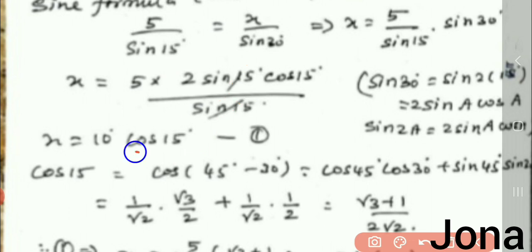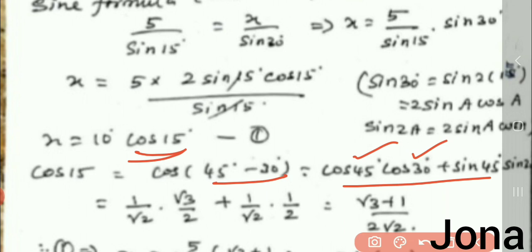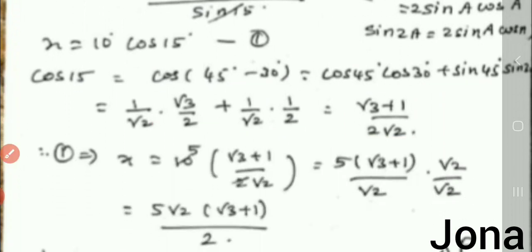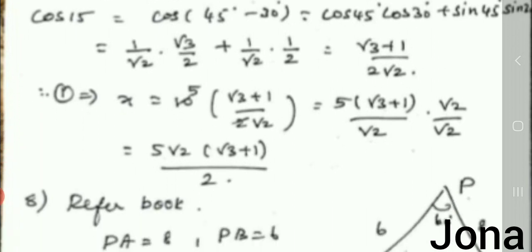Here I want to find the value of cos 15. So this cos 15 can be written as cos of 45 minus 30 degrees. The formula for cos of a minus b is cos a cos b plus sin a sin b. So a is 45 degrees, b is 30 degrees. The value of cos 45 is 1 by root 2. Value of cos 30 is root 3 by 2. Value of sin 45 is 1 by root 2. Value of sin 30 is 1 by 2. Therefore, if you multiply everything, we have root 3 plus 1 by 2 root 2. This is the value of cos 15.